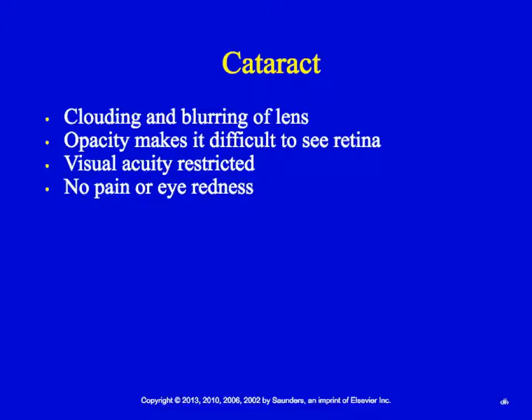It's pretty common as we get older that the lens becomes more dense and opaque, and so it's difficult for the patient to see. It leads to blurred vision, and sometimes the patient doesn't even realize how bad it is until it's restricting them. There's a few other causes for cataracts, but like I said, aging is really the most common cause for cataracts.